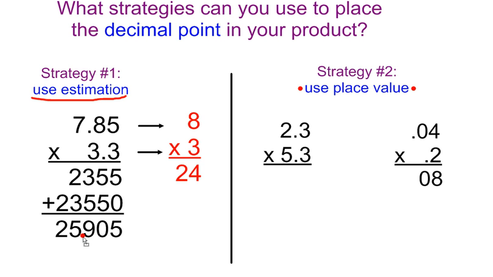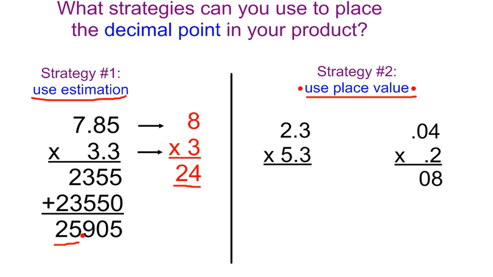Ooh, that looks like a great fit. Now I have 25 and 905 thousandths. And I know 25 is a reasonable product to have because 25 is close to my estimated product of 24. So that's definitely the correct spot for my decimal in this problem. Let's take a look at another strategy we can use. We can use place value to help us determine where we would place our decimal point.